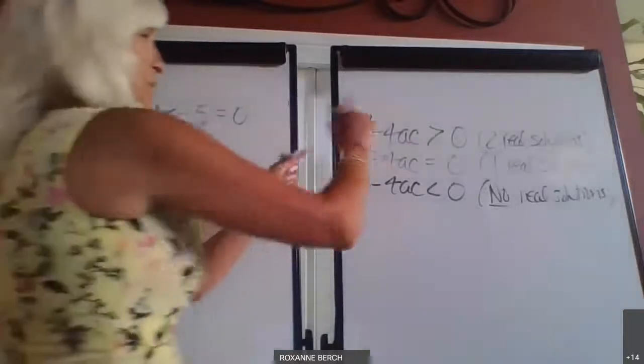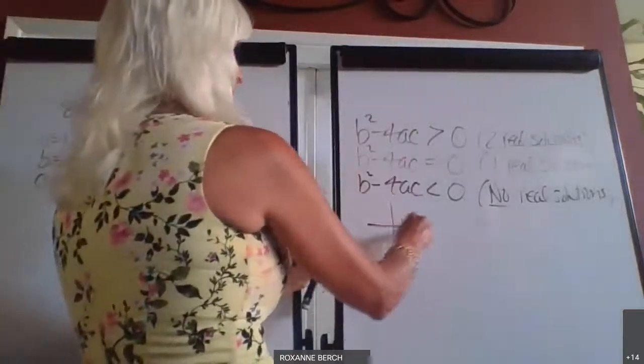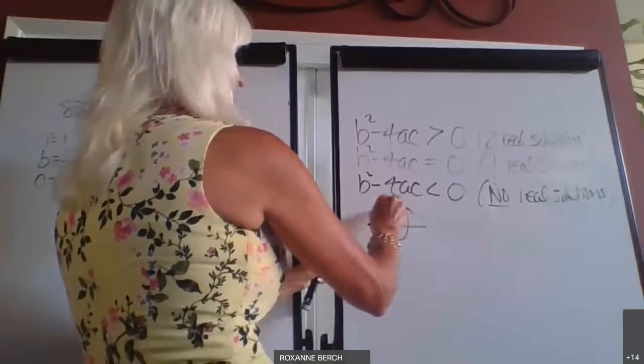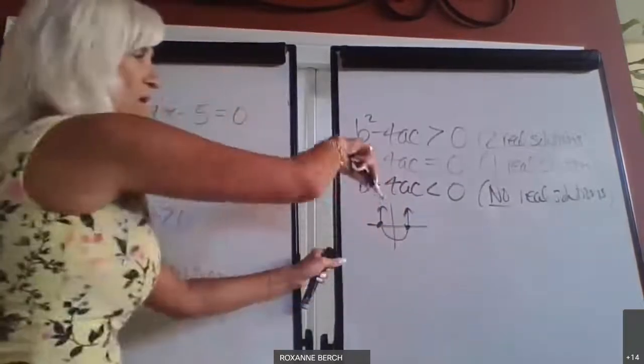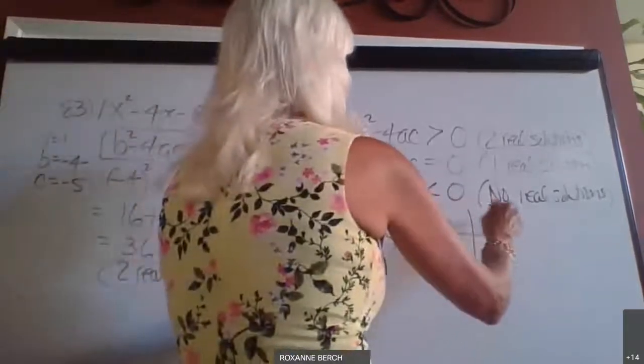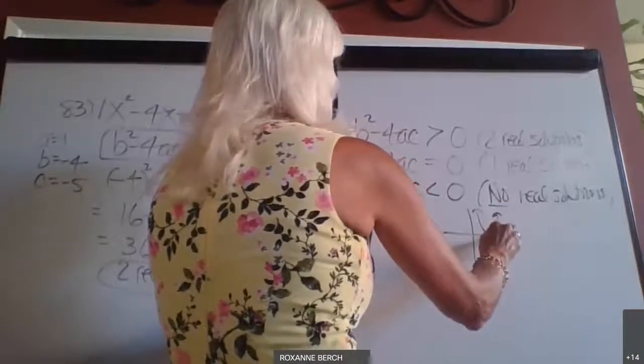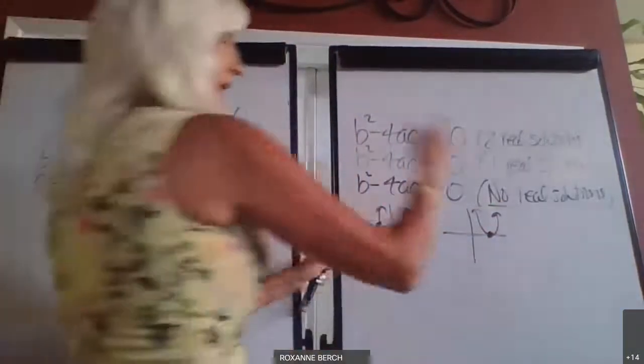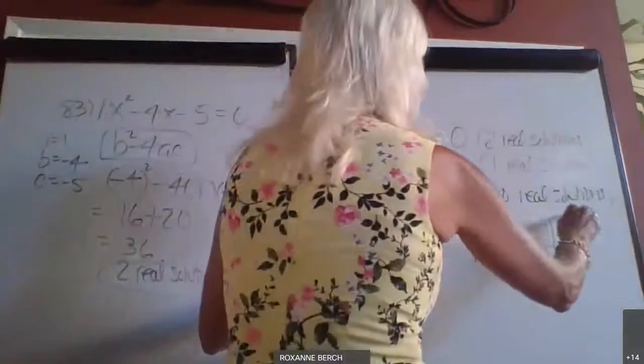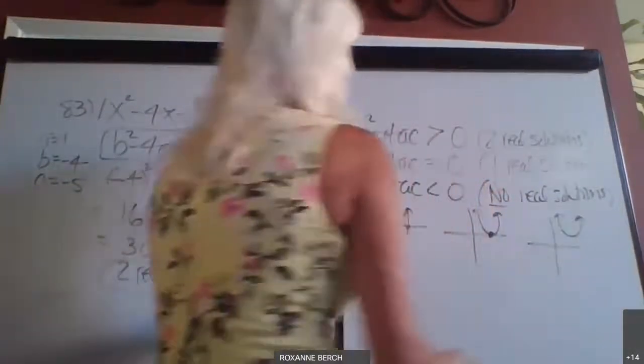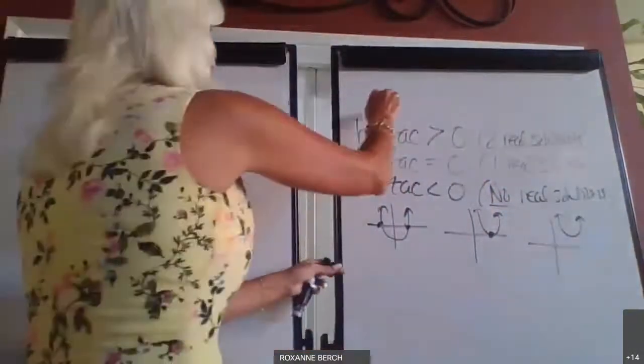Now, the first graph means that the parabola is crossing the x-axis twice. The second one means the parabola is sitting on the x-axis for 1 solution, and the third one means that the parabola is not crossing the x-axis at all, no solutions.